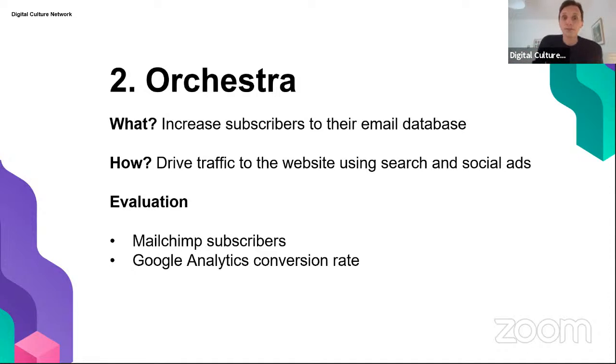For the orchestra, they wanted to increase their subscribers to an email database. So how are they doing that? Their tactic is driving traffic to their website, and they're doing that using adverts on search channels, so Google, Bing, Yahoo, if you ever use that still, and then social ads on Facebook and Twitter and things like that. How are they proving that it's been successful? The evaluation element of it: they're looking at the total number of MailChimp subscribers, and they're looking at the conversion rate in Google Analytics from people coming to the website and signing up.